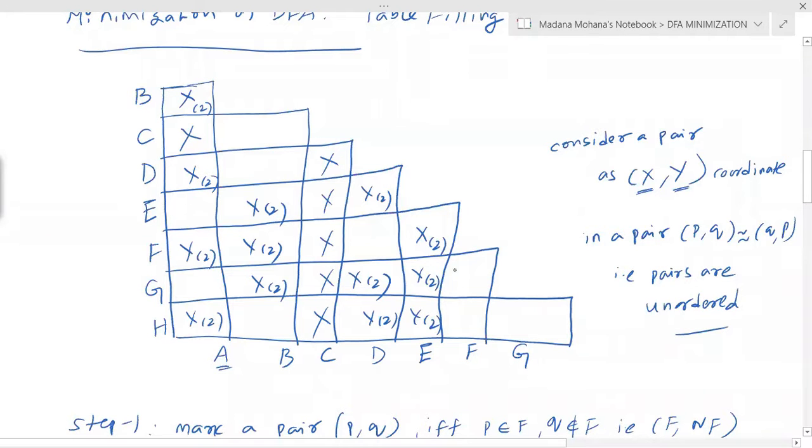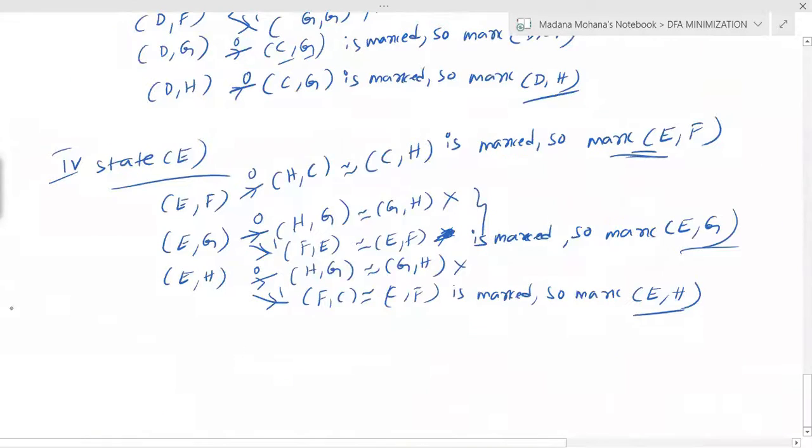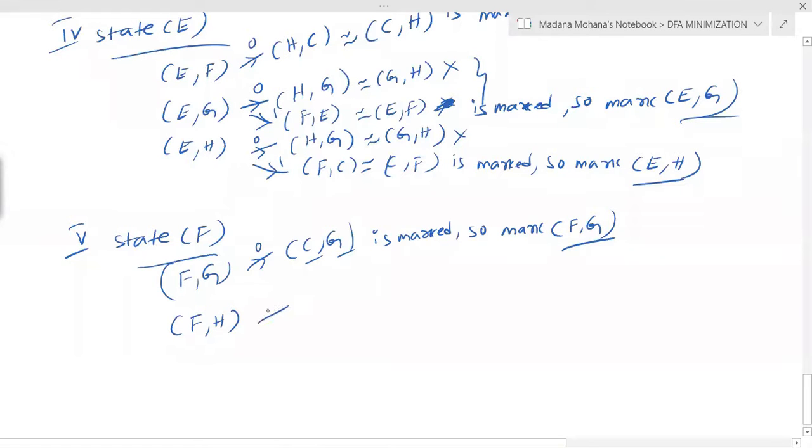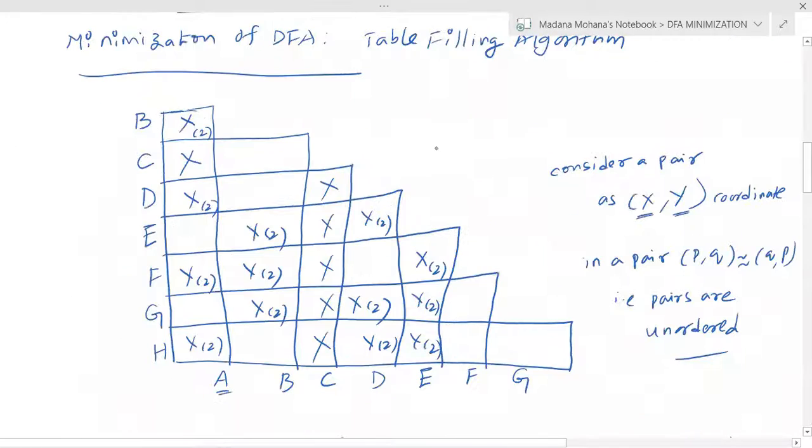Then come back to F. With F, we have two combinations, FG and FH. Now find the transitions. FG on 0, you will get C comma G. C is final, G is non-final. This is already marked. So mark the pair, current pair F comma G. Now FH on 0, again you will get CG only. CG is already marked. So mark the pair F comma H. So with FG, FH, both pairs are marked now with F combination.